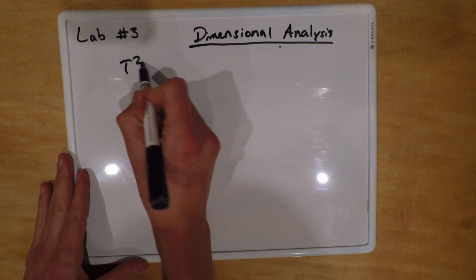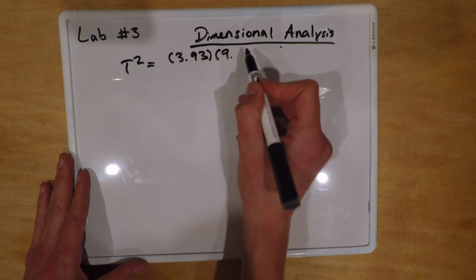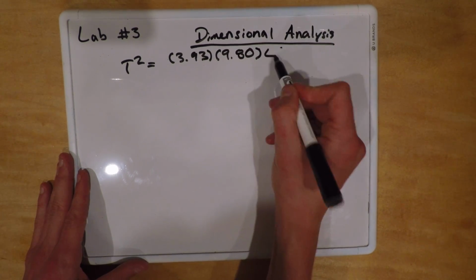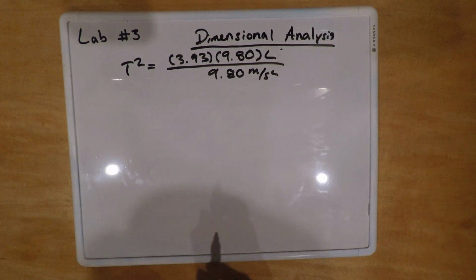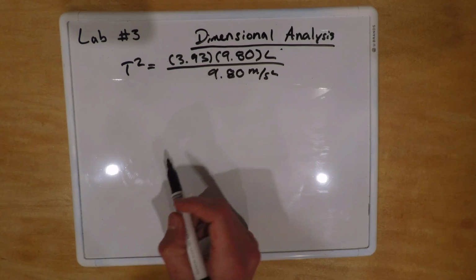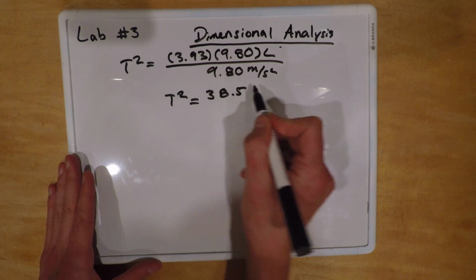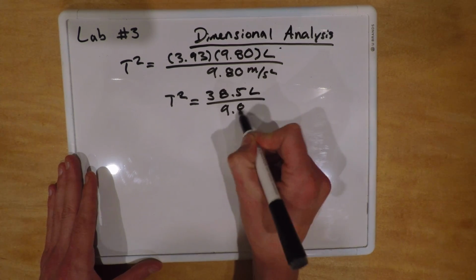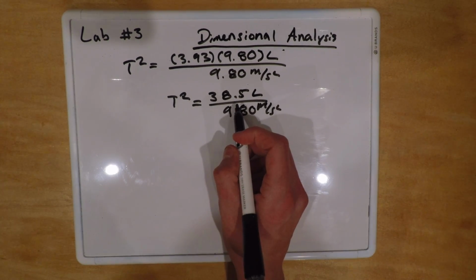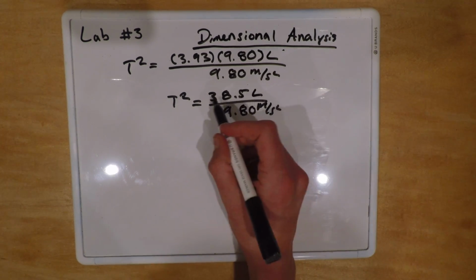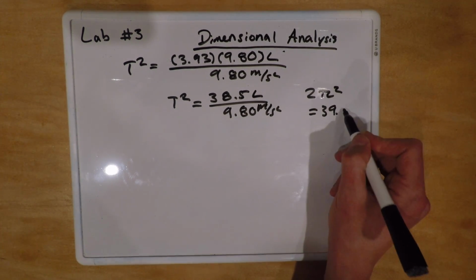So we had t squared equals 3.93 times 9.80 times L over 9.80 meters per second squared. We're going to multiply these two top things together to get t squared equals 38.5 L over 9.80 meters per second squared. Now this is when a little bit of the magic of labs comes in, because this number we noticed is very close to 2 pi squared, which equals 39.4.